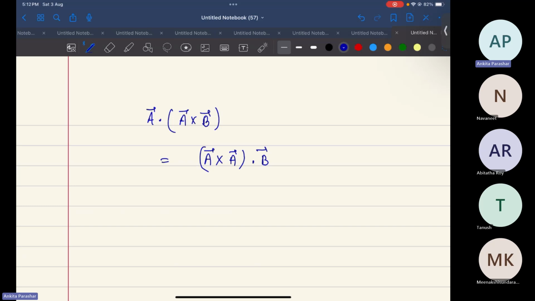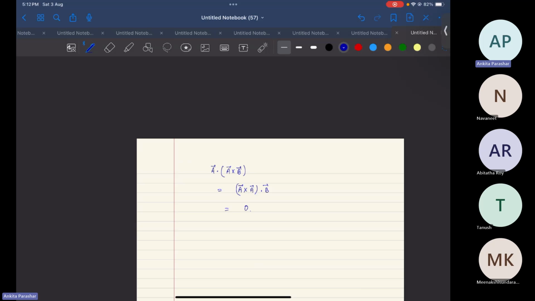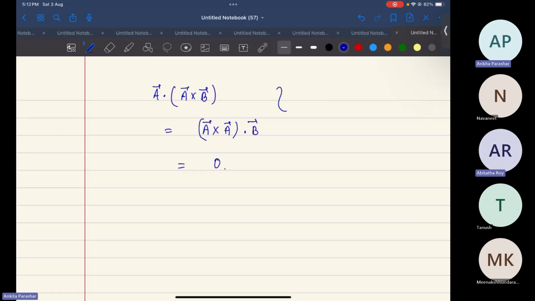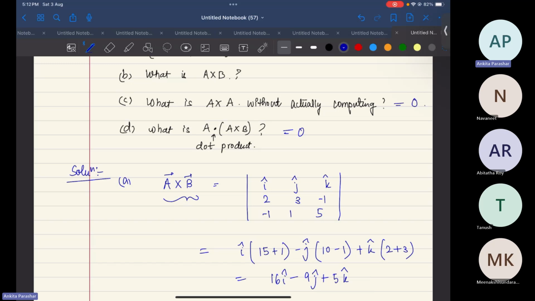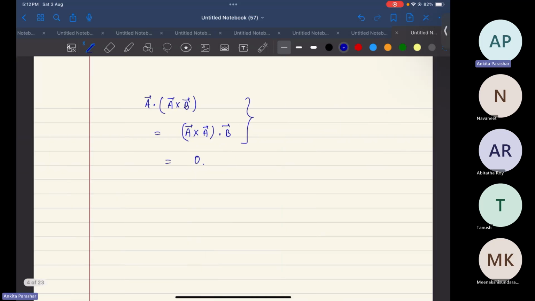Very good. So these two things you know. If you know this, then you know that this is also zero without even computing. So use this fact and then directly you can say this answer is also zero. All right, so let's go now.